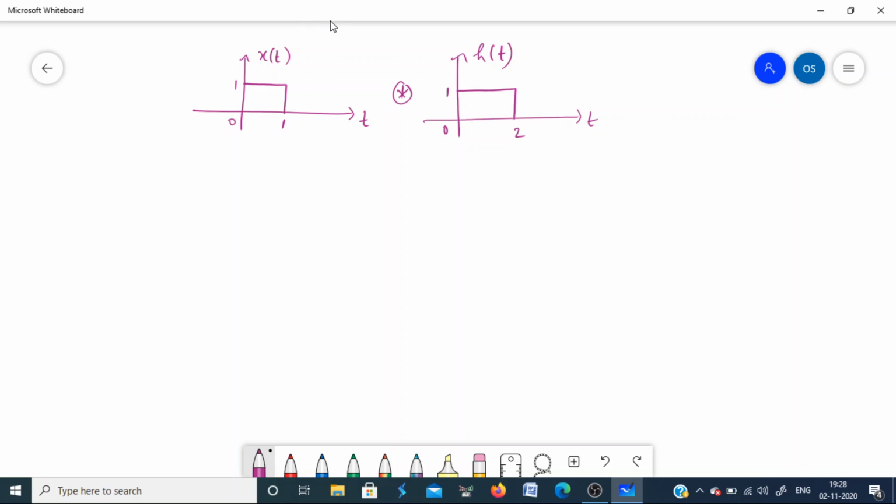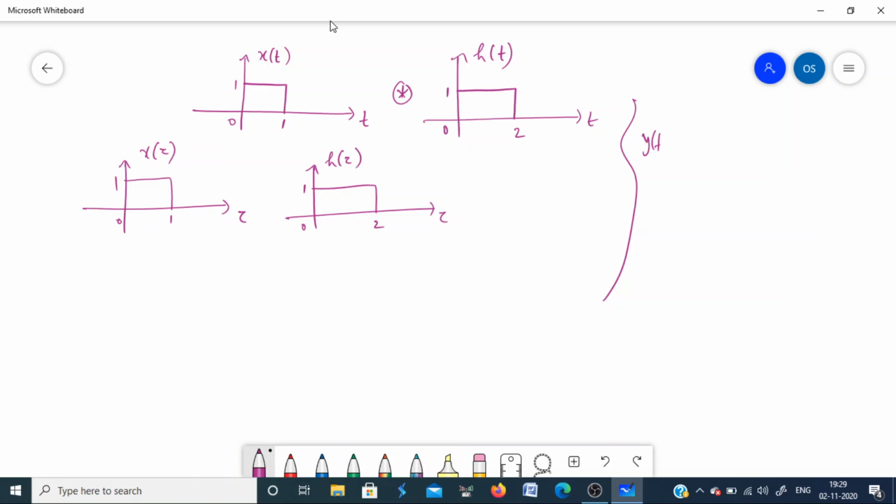Again, first you have to represent them in terms of tau, x(t) and h(t) both. So one function is my x of tau, this is tau, 0 to 1 it is 1. The second function is h of tau, 0 to 2 it is 1. Now I have to find the convolution y(t), the integration of h of tau x of t minus tau d tau, or you can take x of tau h of t minus tau d tau, whatever you want.